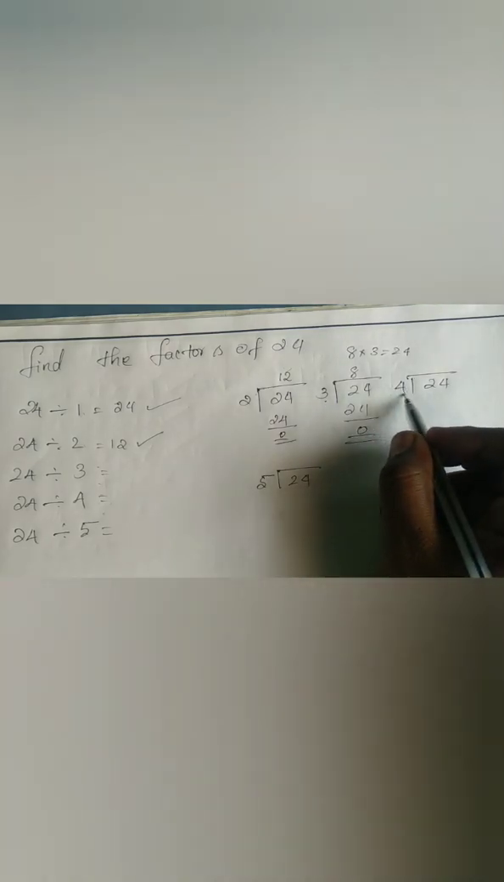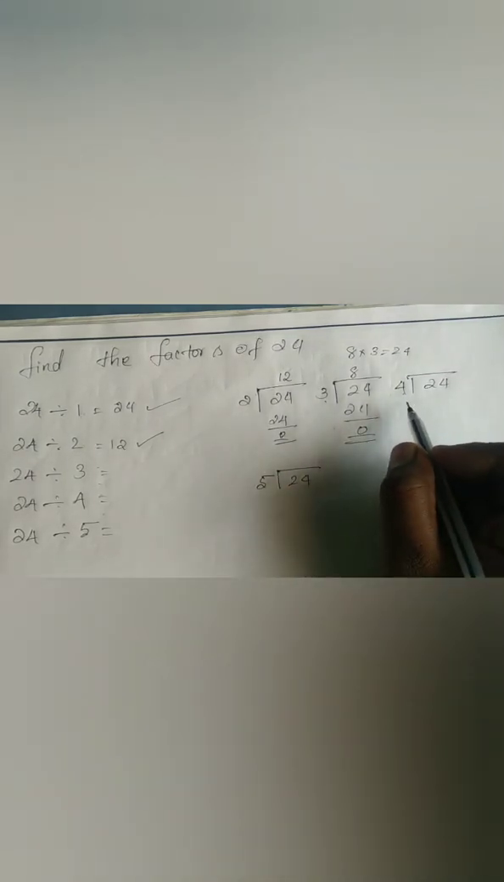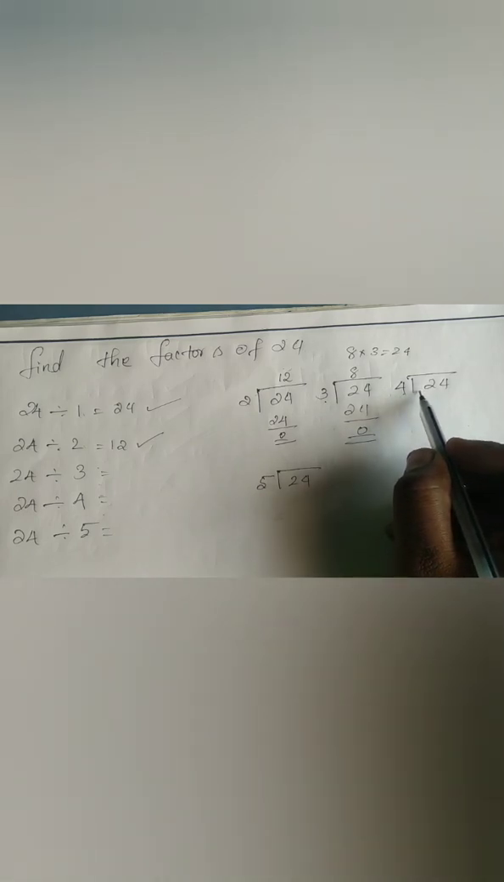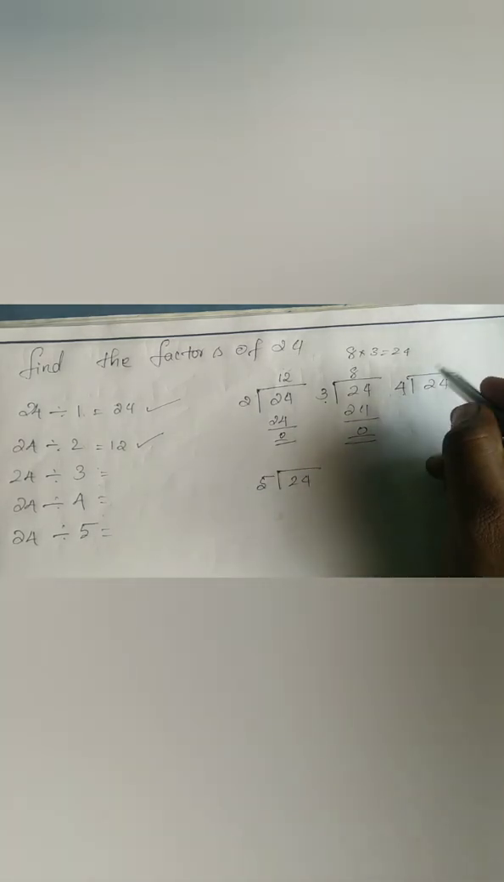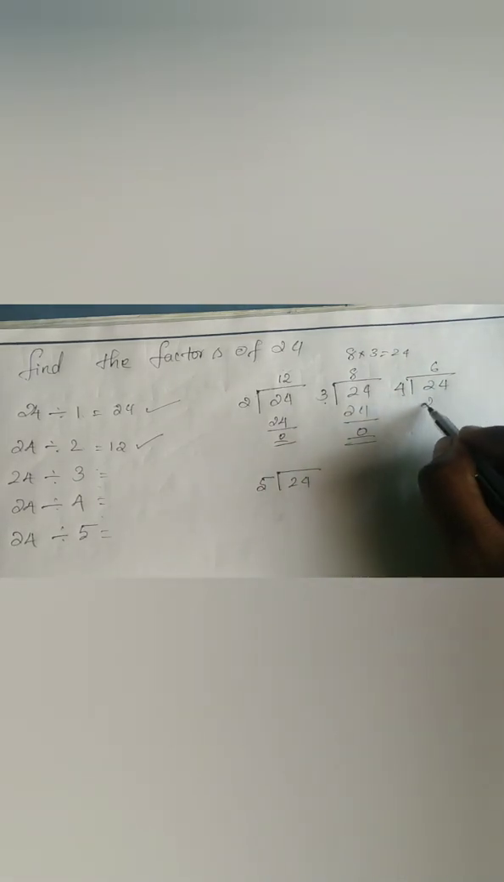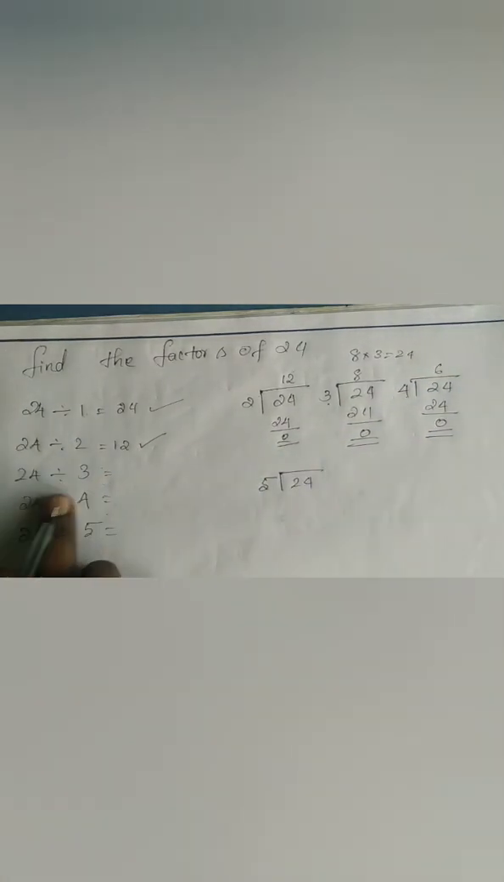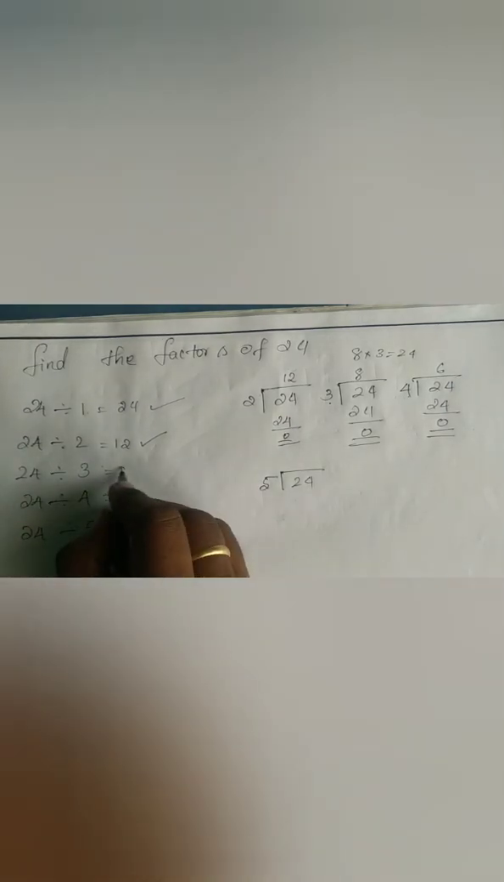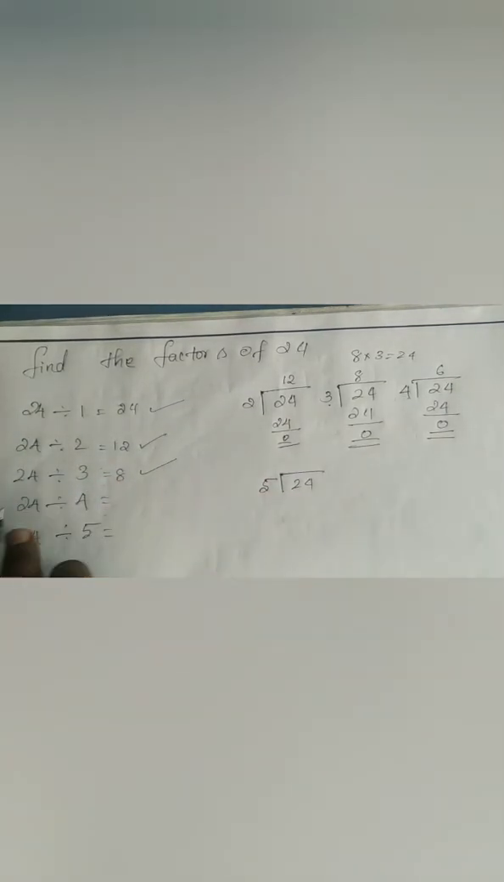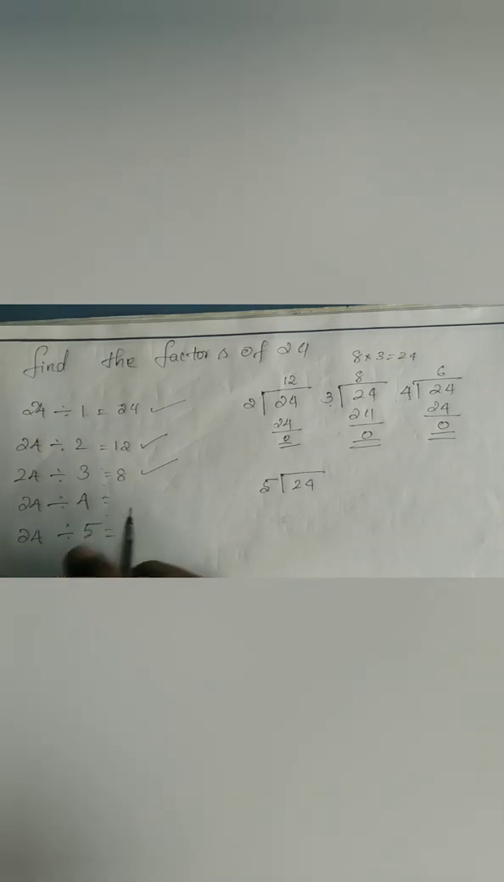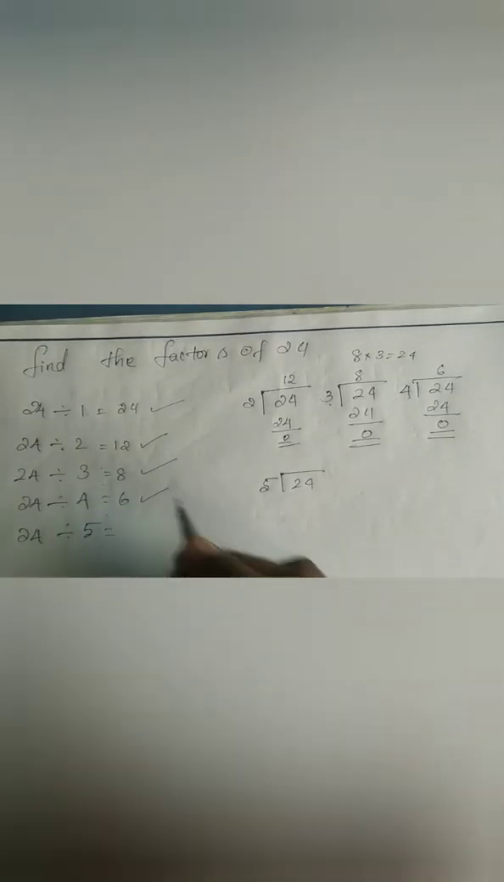Next come to the 4 table. Please tell me whether in the 4 table 24 is there. Yes, exactly. Very good. So 6 4s are 24, so it leaves the remainder 0. So for 24 divided by 3, what's the answer? 8. It is exactly divisible. 24 divided by 4, what's the answer? 6. It is exactly divisible.